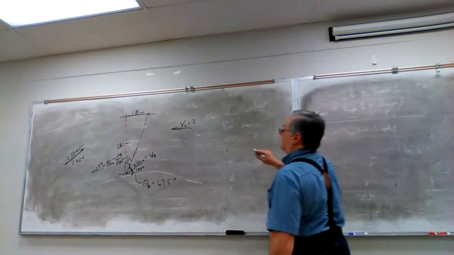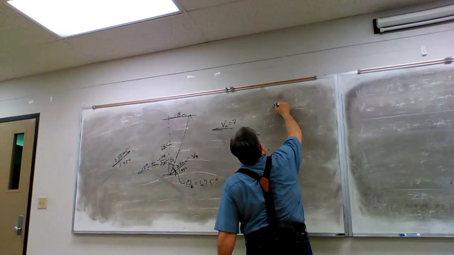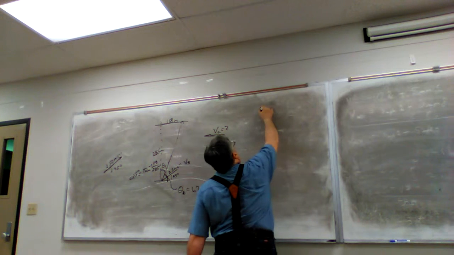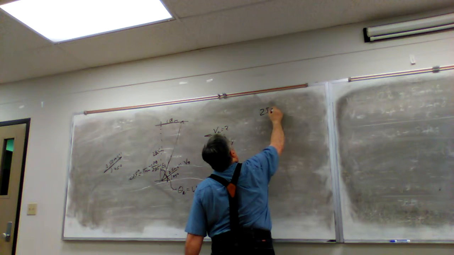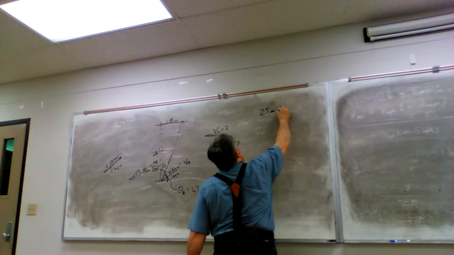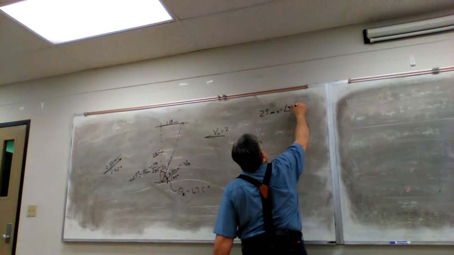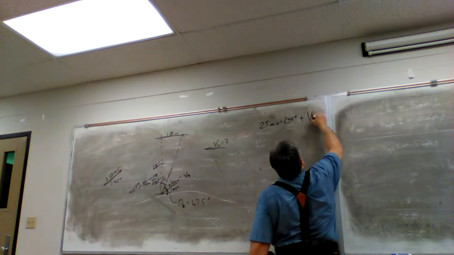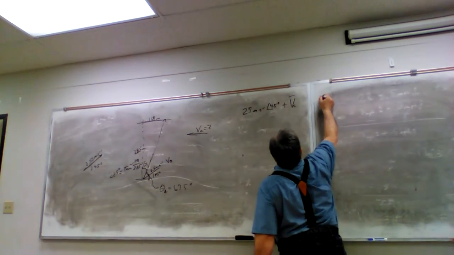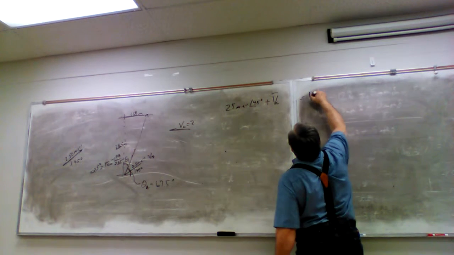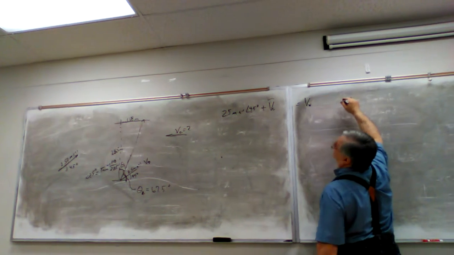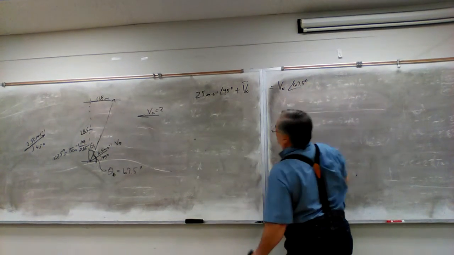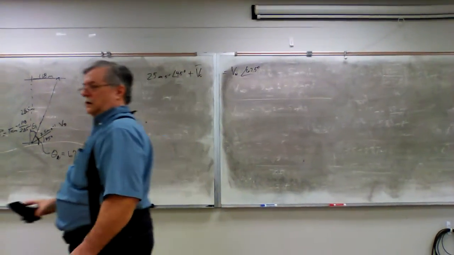That means when we add 2.5 meters per second at an angle of 45 degrees to the velocity vector of the current, the result is going to be the net velocity of the boat plus the current at an angle of 67.5 degrees. Okay?